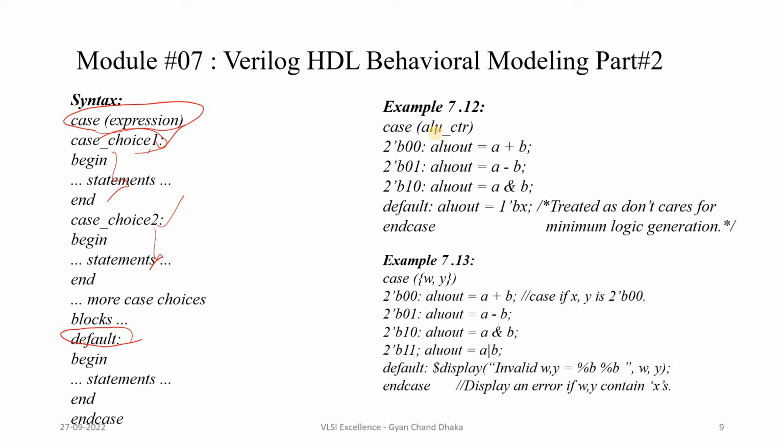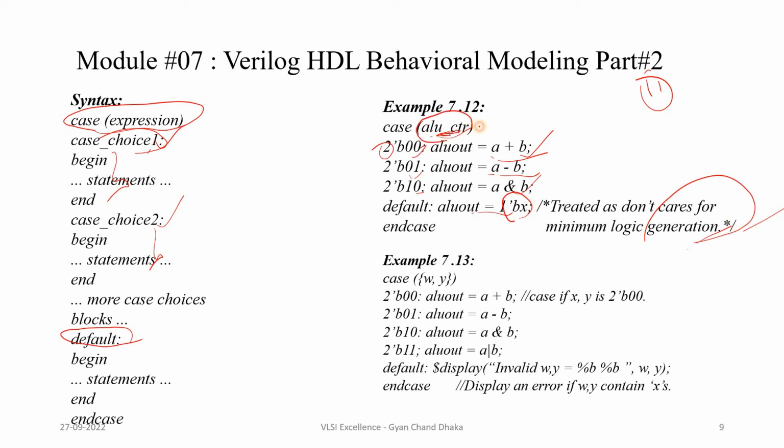If you see here, ALU control is 2 bits. If it is 0 0, the ALU output will be A plus B. If it is 0 1, the ALU output will be A minus B. If it is 1 0, the ALU output will be A and B. And default means whenever 1 1 is matched, the ALU out will be X. So this is one way of having an expression here.